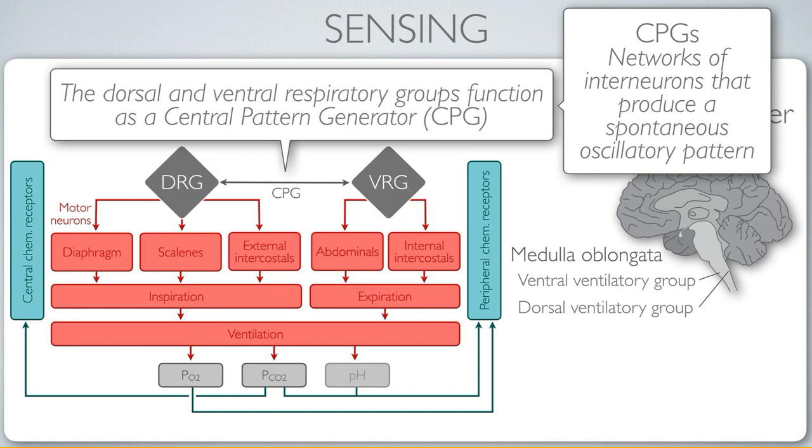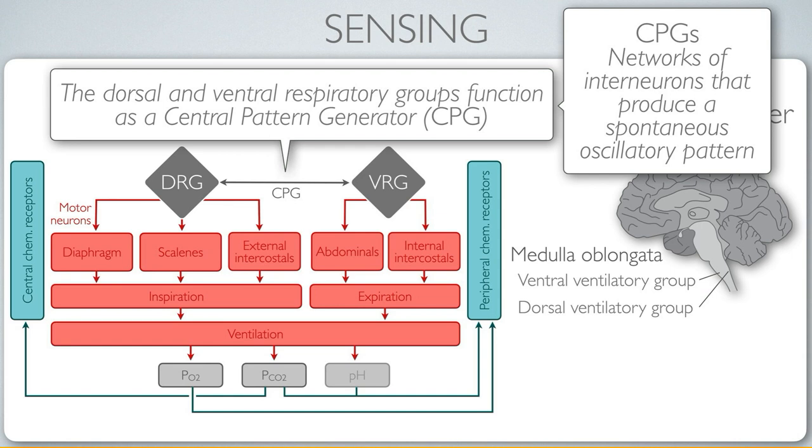So we can say that generally CPGs are networks of neurons or interneurons that produce spontaneous oscillatory patterns. They're sort of like the autorhythmic cells, but with autorhythmic cells, just a single cell can produce an oscillatory pattern. Here we have a network, a group of interneurons that achieve this function. And it's critical, again, because we do not want to activate the inspiration muscles at the same time as the expiration muscles.